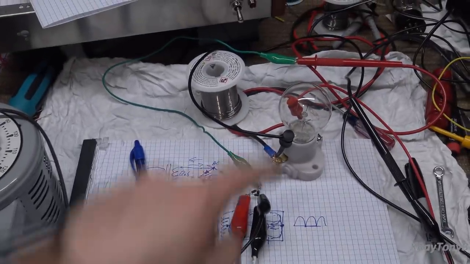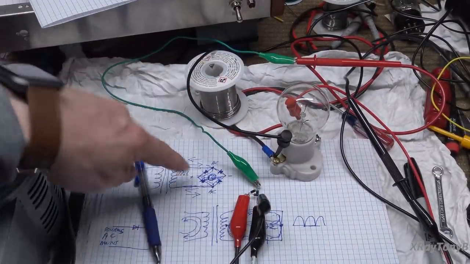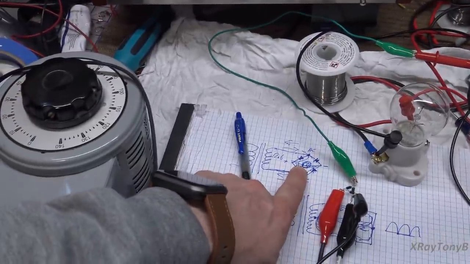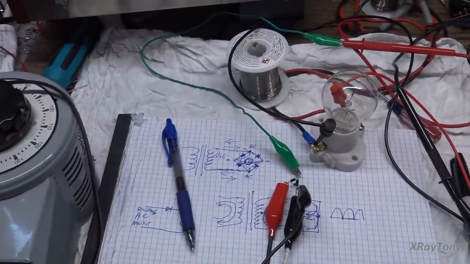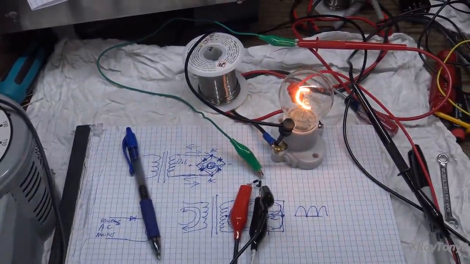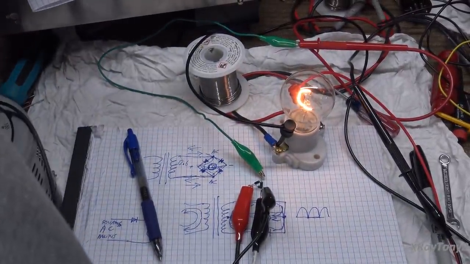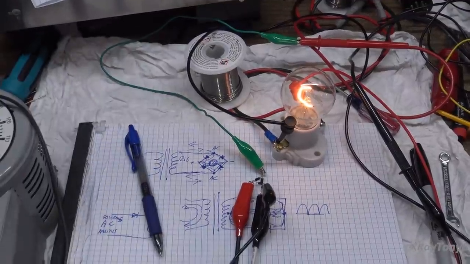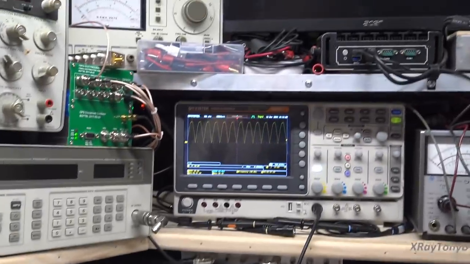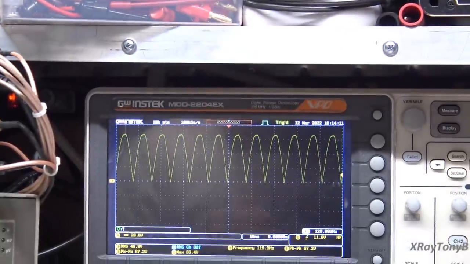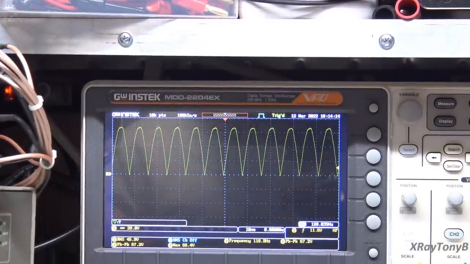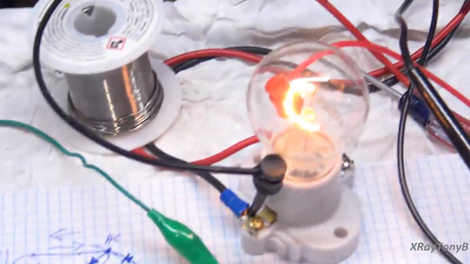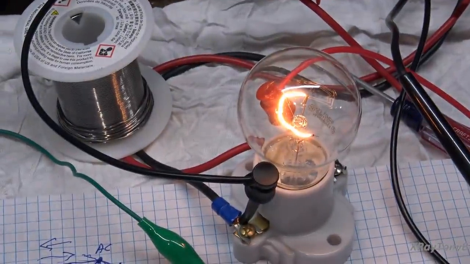So now we have the meter, we have the bulb connected to the plus and minus. So our bulb is right in here, just like we drew. And when we turn this on, you can see there is our voltage. It looks pretty bright. And take a look. Now the bulb has almost exactly the same brightness as that 50 volts made it light up when there was no bridge rectifier.